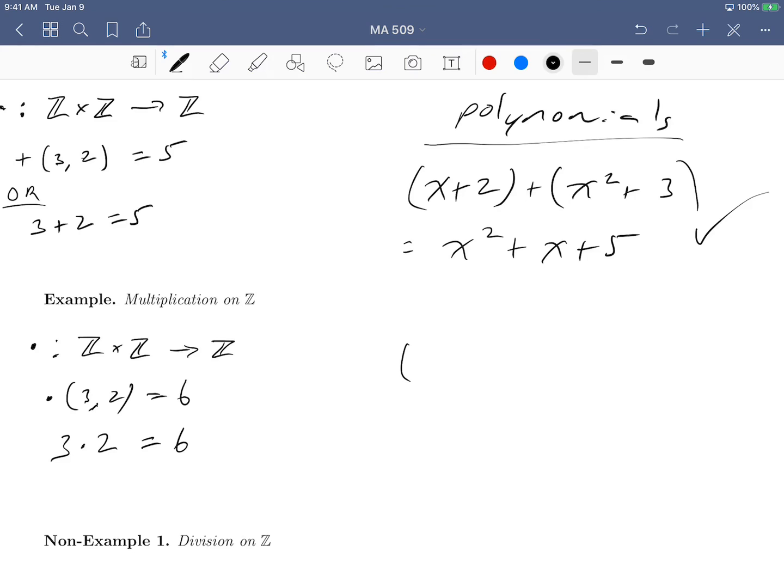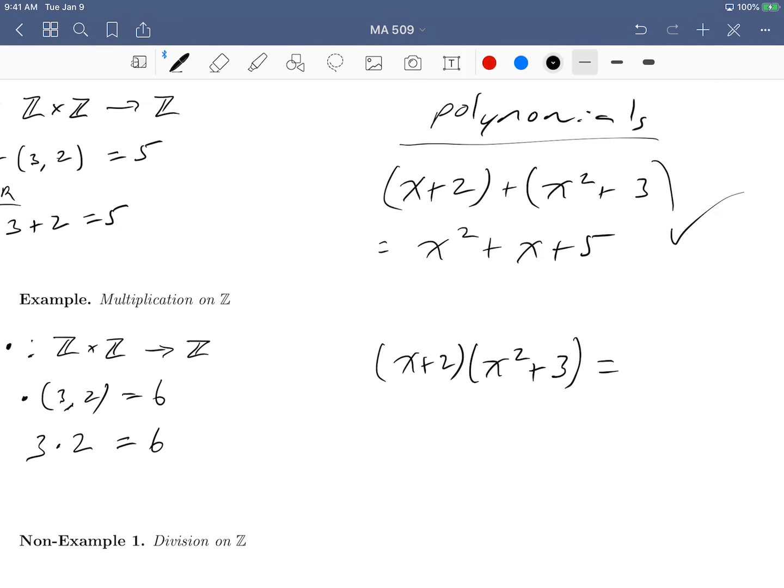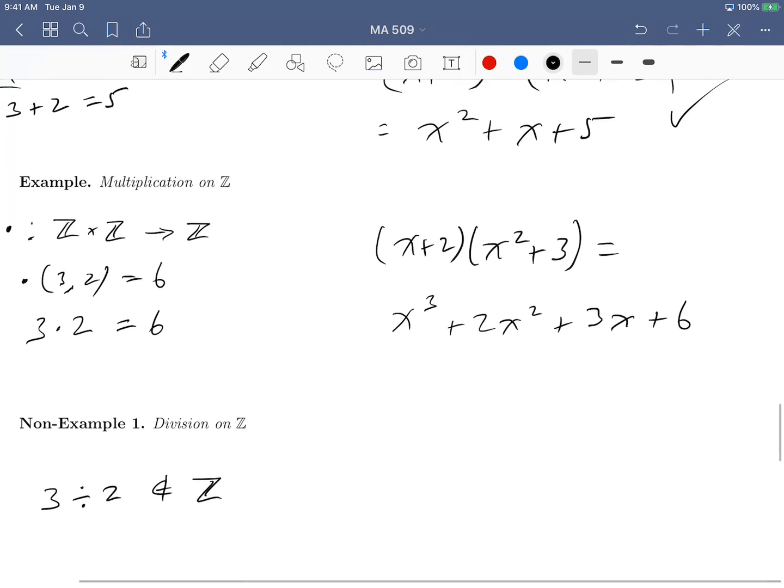Multiplication is similar. I can take 2 polynomials, and this works for any 2. I'm just picking one example to do. And my product will be a polynomial. So in this case, it's x cubed plus 2x squared plus 3x plus 6. So I can take two polynomials and add them and get a polynomial. I can take two polynomials and multiply them and get a polynomial.